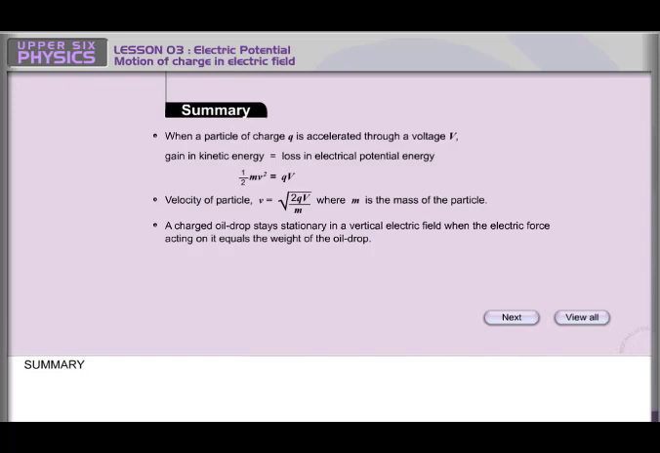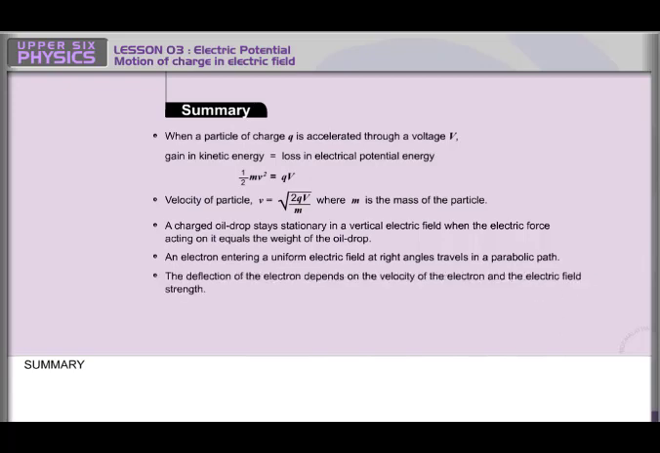A charged oil drop stays stationary in a vertical electric field when the electric force acting on it equals the weight of the oil drop. An electron entering a uniform electric field at right angles travels in a parabolic path. The deflection of the electron depends on the velocity of the electron and the electric field strength.